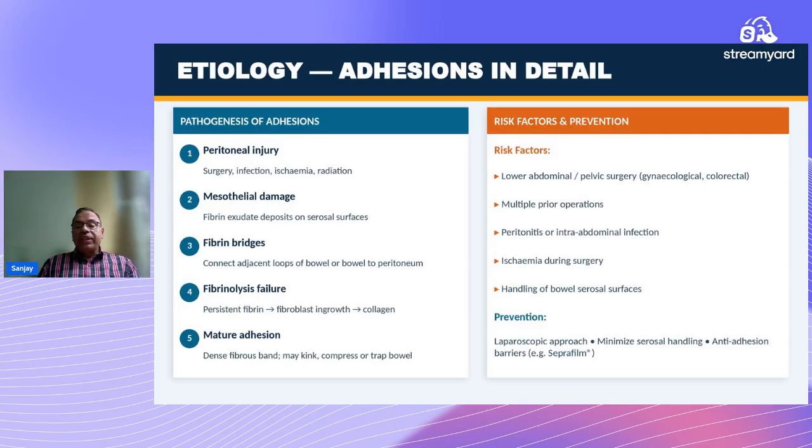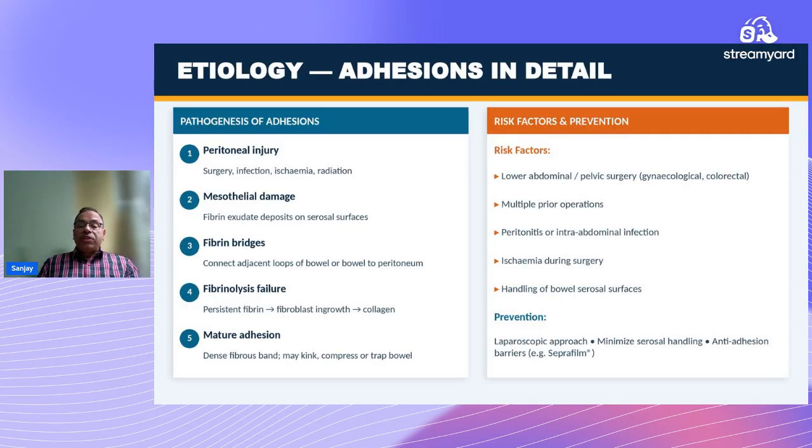What are the risk factors, and how do you prevent these post-op adhesions? Because they form such an important cause of intestinal obstruction. The risk factors are any lower abdominal or pelvic surgery, especially gynecological and colorectal surgeries, which are at more risk of adhesions than other causes. However, this is not a rule, and adhesions can occur in any type of surgery. They can occur even in non-trivial surgery like tubectomy or even appendectomies.